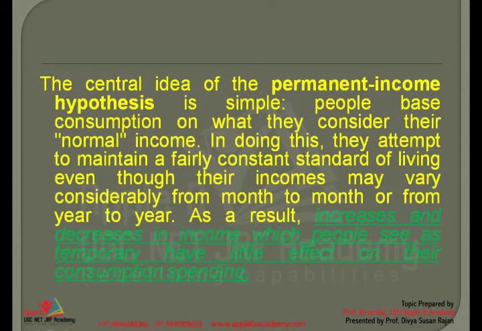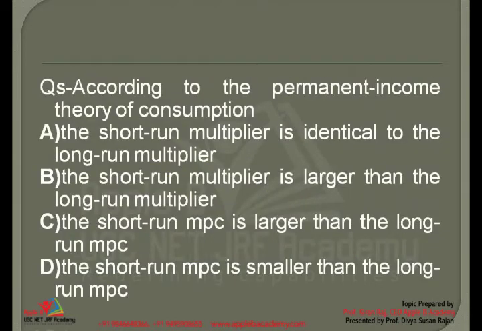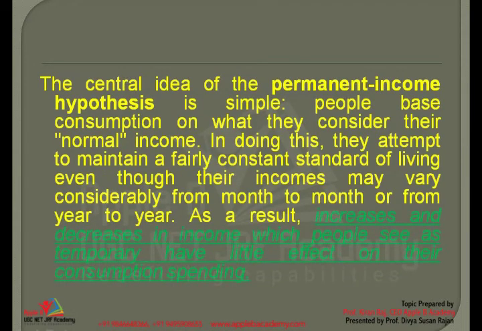So whatever is going to be my income this year may not be the income that will be there for the next year or the next month or the subsequent years. However, still people formulate a consumption pattern on the basis of what they consider to be the normal income. So this increase and decrease in income, people see as a part of the temporary changes in the income, and this will not affect the consumption spending. And this was what was stated by Friedman in his permanent income hypothesis.